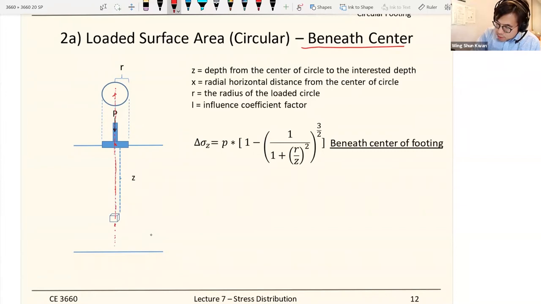In this case, the radial horizontal distance away from the footing, the center of the circles, is zero. So pretty much we take away one dimension. What being different here now is we are a little bit more complicated than the point load.